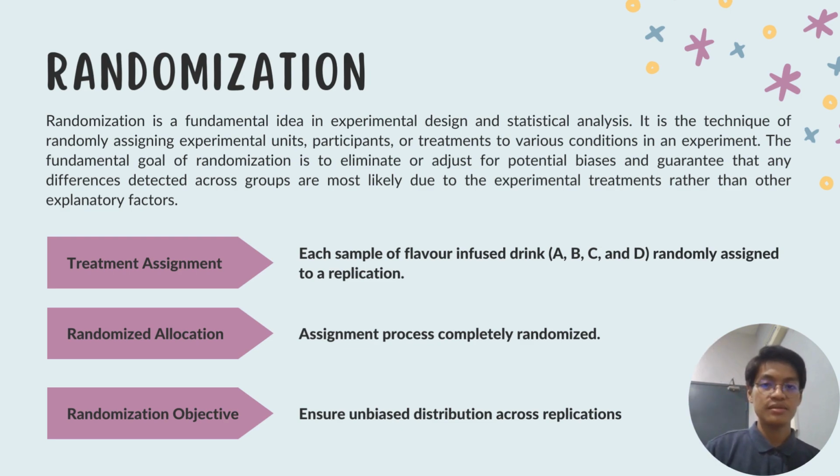So for the treatment assignment, each sample of flavor-infused drink A, B, C, and D is randomly assigned to a replication. And for randomized allocation, the assignment process is completely randomized, and the primary goal is to ensure unbiased distribution across replications. So we want to avoid any error that could occur in the experiment that we are observing.